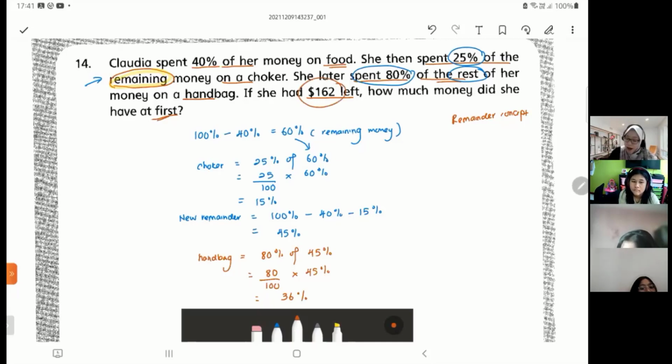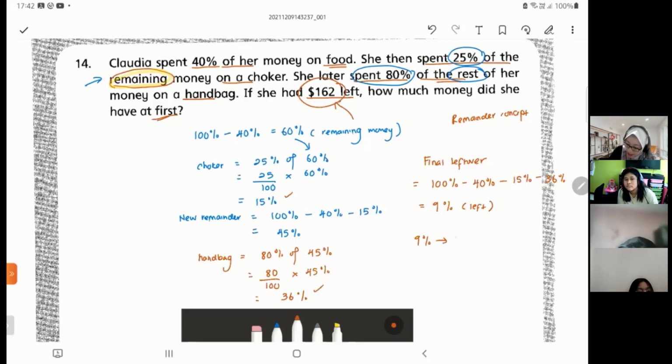So what is the final leftover then? The final leftover money, 100%, take away 40%, take away the choker, 15%, take away the handbag, 36%, equals to 9% left. This is my left. So 9% represents $162. 1% is 162 divided by 9 equals to 18.